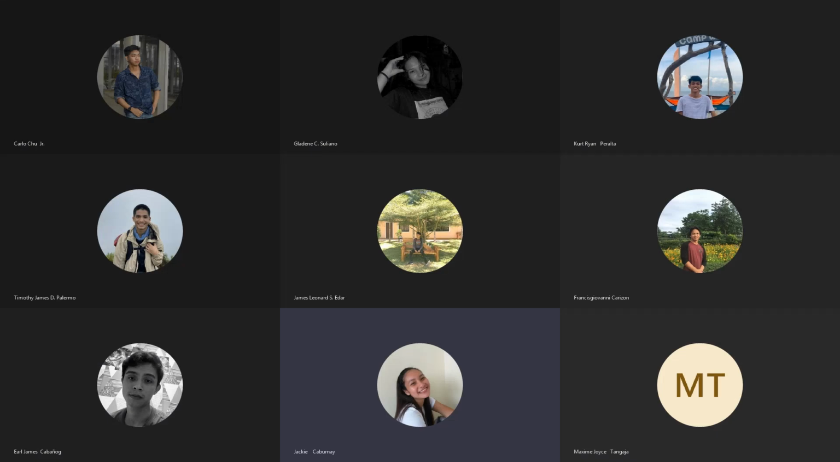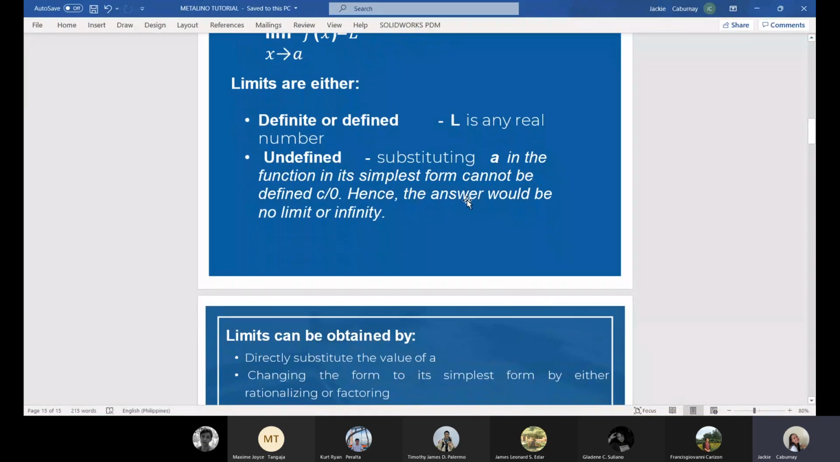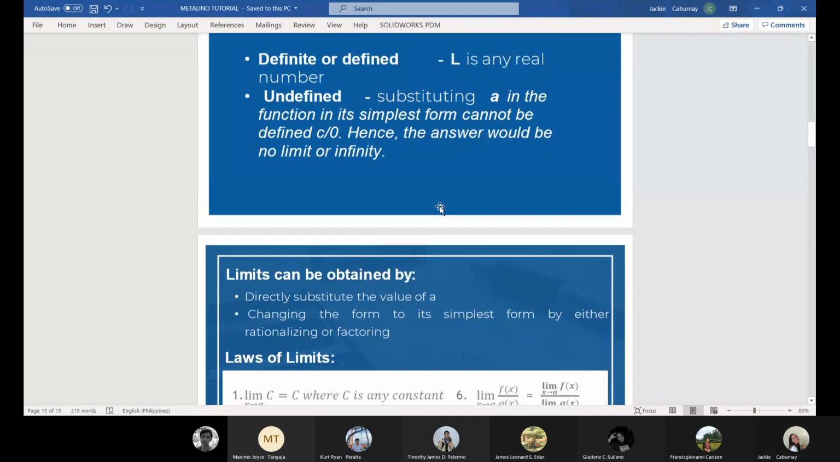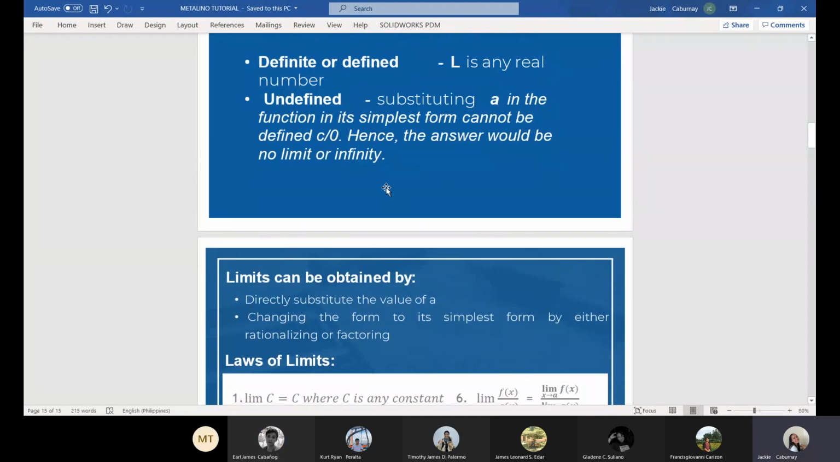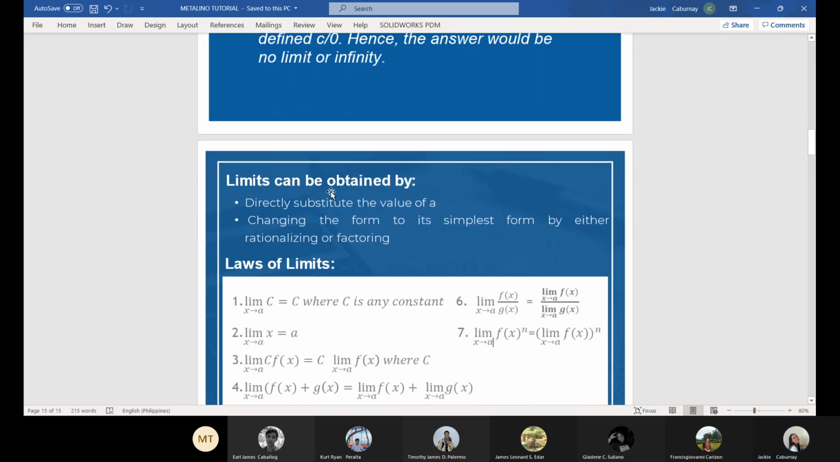C over 0. Hence, the answer would be no limit or infinity. So, this is undefined, because if you do direct substitution, x equals a, it is undefined, because the result is C over 0. So, constant over 0. Limits can be obtained by directly substituting the value of a or changing the form to its simplest form by either rationalizing or factoring.